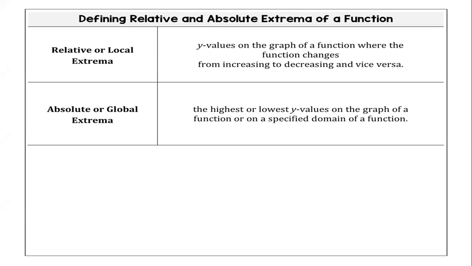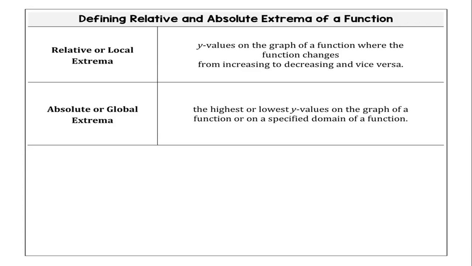So just remembering, when you're trying to summarize what we're talking about in part 1, your relative or your local extrema are the y values on the graph of a function when the function changes from increasing to decreasing or vice versa. It's a change in direction, your turning points, right? Your absolute or global extrema are the highest or lowest y values on the graph, given that domain. Got it?